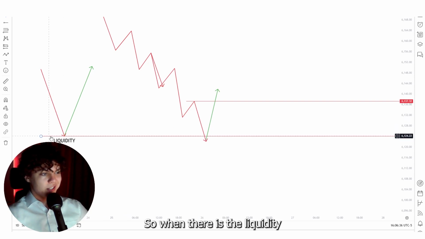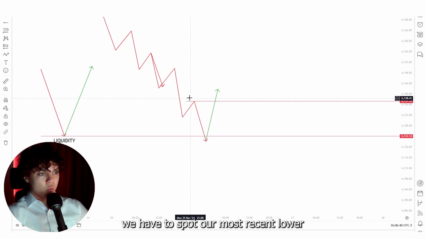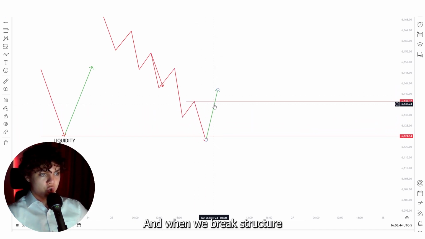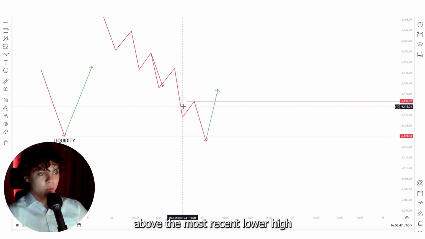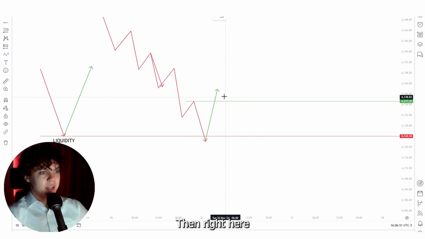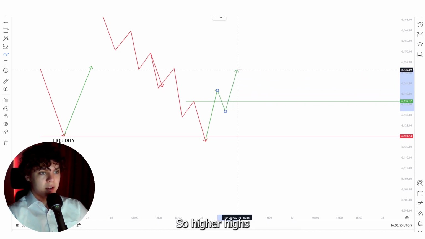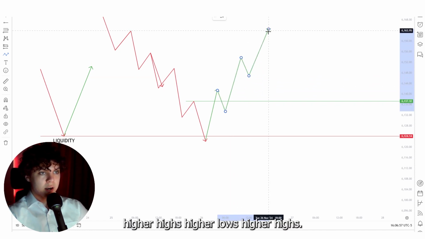So when there is the liquidity sweep like this, and we see the downtrend previously, we have to spot our most recent lower high like this. And when we break structure, an up candle closes above the most recent lower high. As you can see, this is our lower high. Then right here we start to look for buys, because this is our new higher high. So higher highs, higher lows, higher highs, higher lows, higher highs.